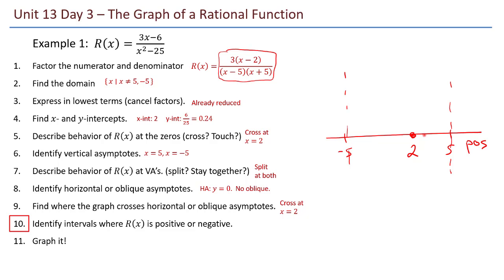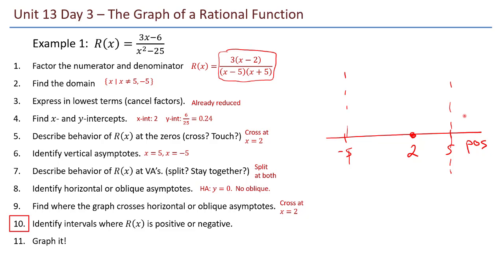Now, I could do the same thing for picking a number between 2 and 5. I could put 4 into this function, and then I could put 0 into the function, or negative 8 into the function, and test each of these various regions. But I can also use information about the asymptote.